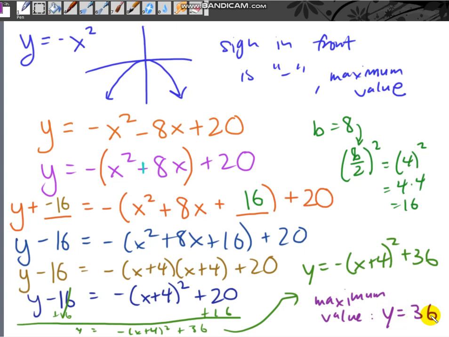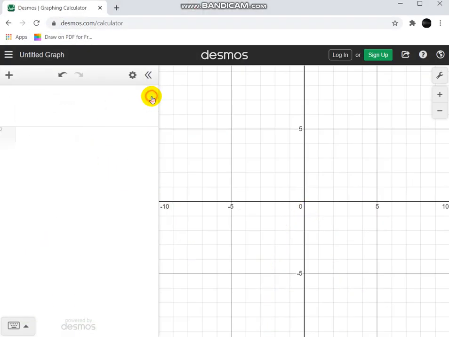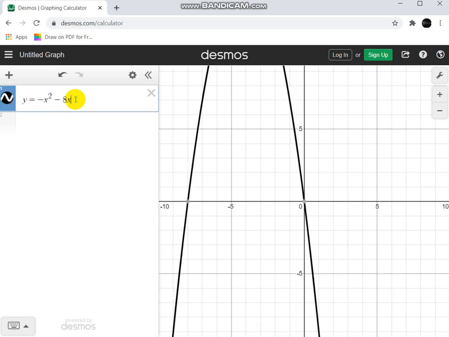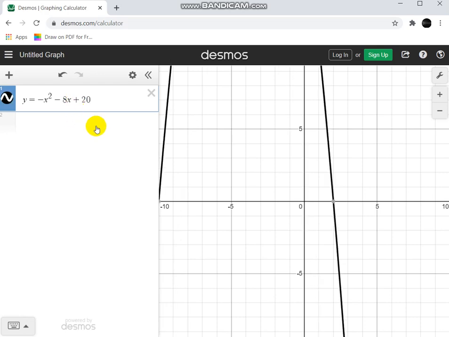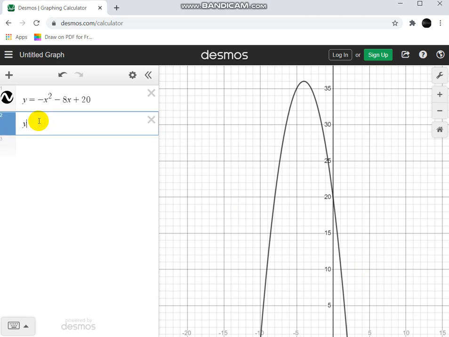Okay. Now let's go ahead and graph both of these just to make sure that we did it correctly. I'm just going to clear some of these things here. So let's graph y equals negative x squared minus 8x plus 20. And then let's graph y equals negative x plus 4 squared plus 36. There we go. As you see, the red curve goes right over the black curve.